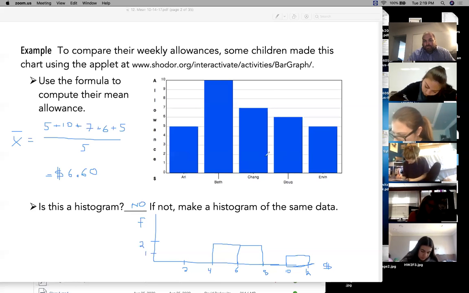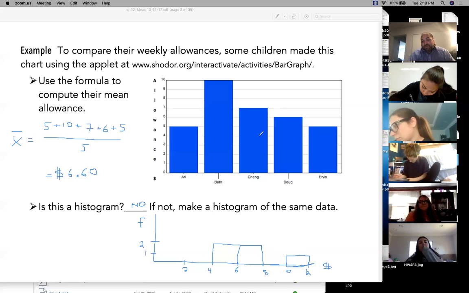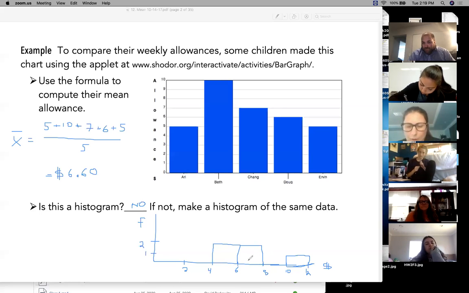Nothing wrong with the bar graph. It displays the same information. Actually it displays better information, because the bar graph tells me the exact values and the histogram lumps them together. We don't know where between 4 and 6 if I just look at the histogram, but I do know exactly where it is from the bar graph. So in this case, the bar graph is probably a better idea. Any questions on that?